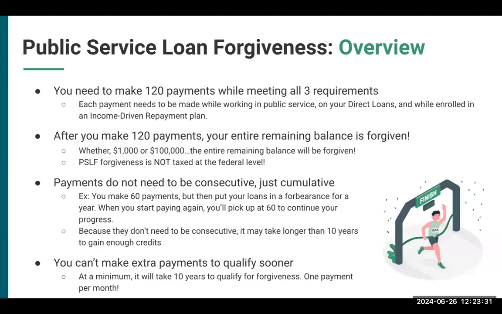So in order to actually receive forgiveness under this program, you have to make 120 payments on your loans that meet all three of those requirements. This means every payment you make must be done while working in public service, while you have direct loans, and while paying on an income-driven plan. If you make a payment that does not meet all three of those requirements, it might not count.